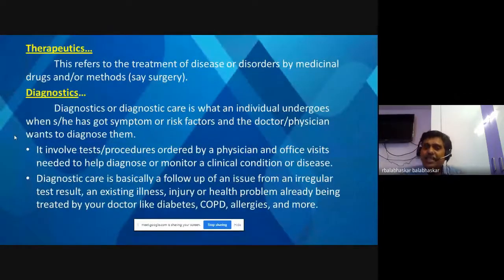And therapeutics, this is going to be one where the subject is going to have a disease or a treatment, and they are going to have treatment of diseases or disorders by medicinal drugs or methods. So that is what therapeutics is.